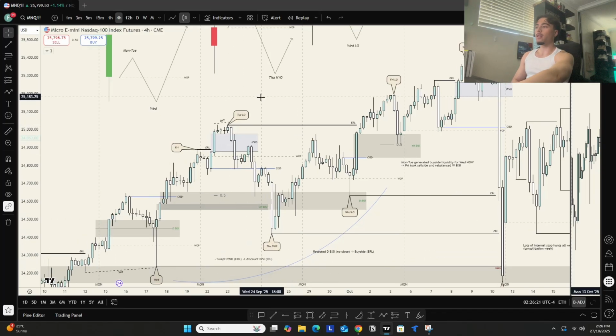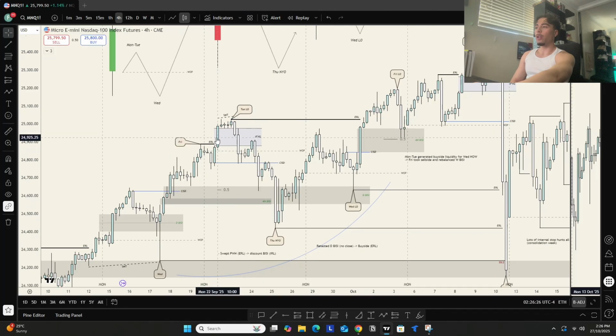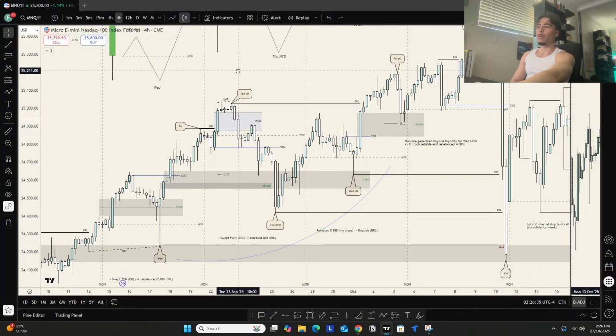So here you can see we've got that SMT right there, Tuesday London Open, and then we got a disrespect of a PD array right here. We got this fair value gap, and we inversed it. Now we haven't confirmed this to be the high of the week just yet. We have to wait for the market to change the state of delivery.